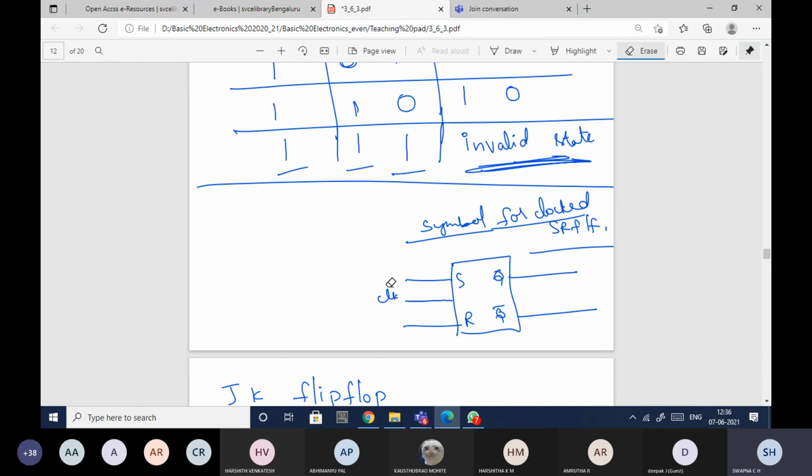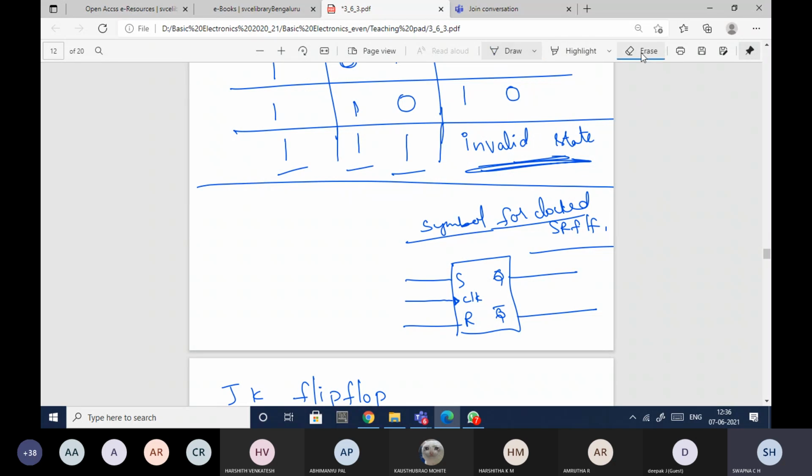Either outside or inside, anywhere. Clock. But how will you identify it as a clock? You'll have this symbol. That triangular symbol will be there. This indicates that it is a clocked signal.